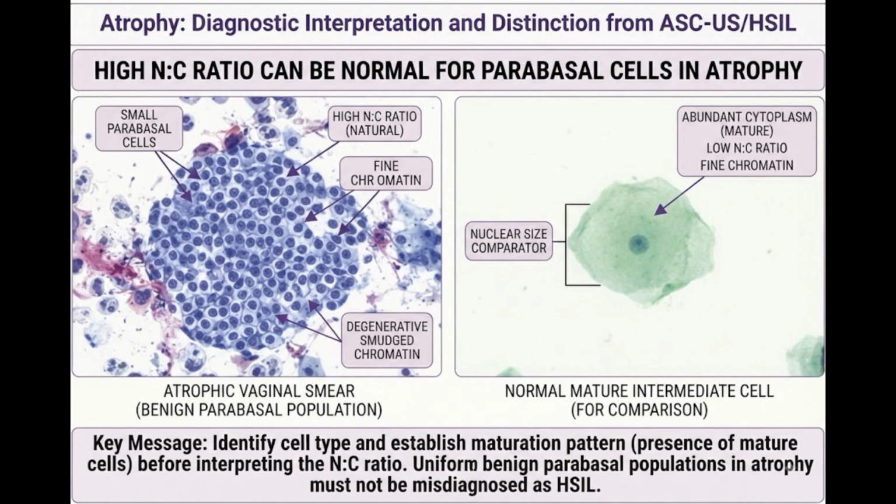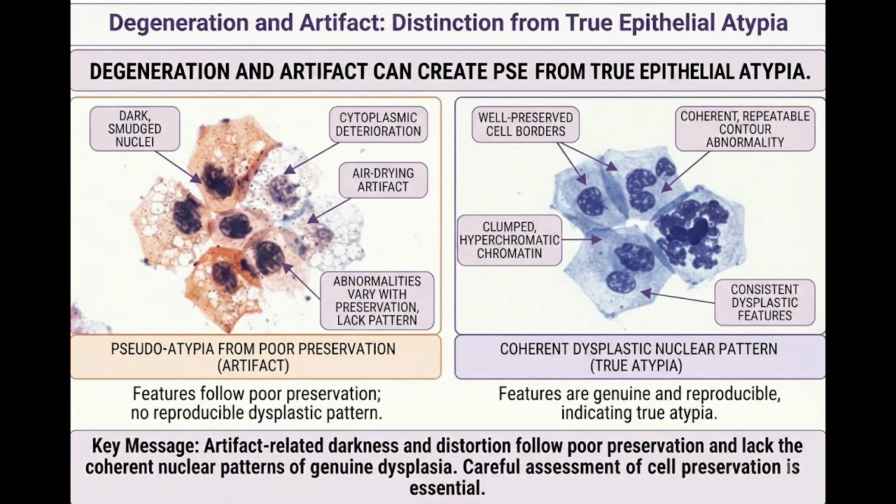Atrophy is particularly important because benign parabasal cells naturally have relatively high NC ratio. They are usually small and form a relatively uniform population. Their chromatin may be fine or degenerative and smudged, and the background may contain inflammation and debris. Cell type and maturation must therefore be established before interpreting the N:C ratio. Finally, degeneration, air drying, and fixation artifact can darken or distort nuclei and create pseudoatypia. Artifact-related abnormalities follow poor preservation rather than a coherent dysplastic nuclear pattern.